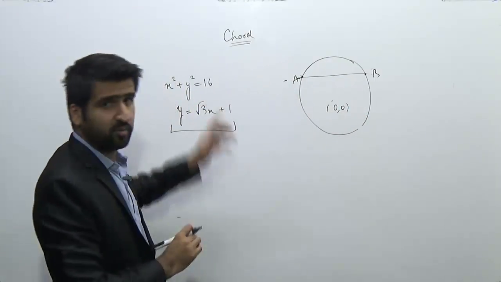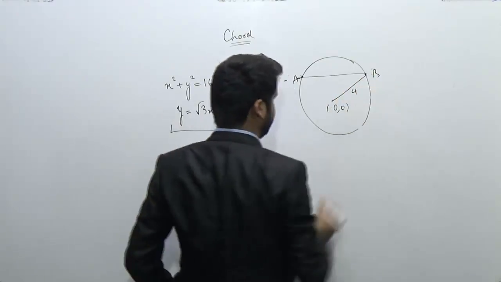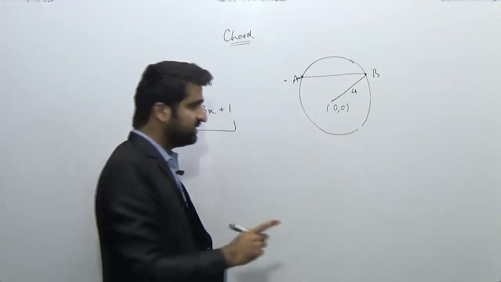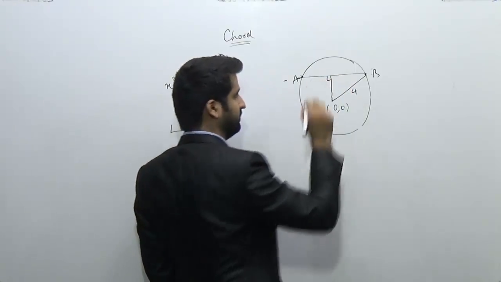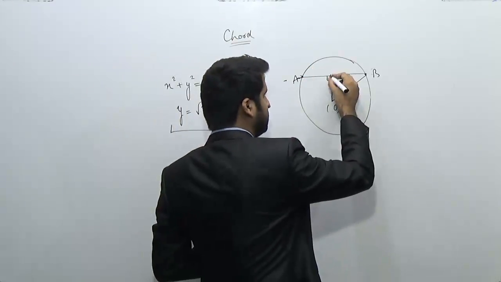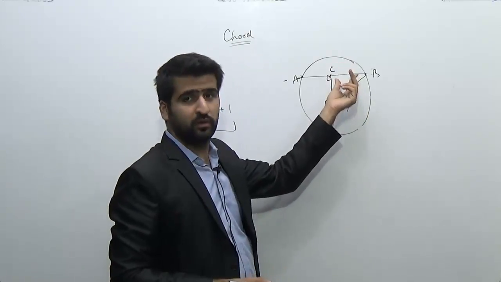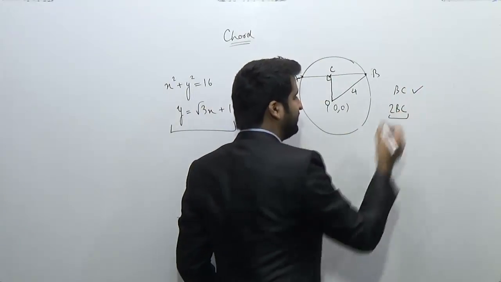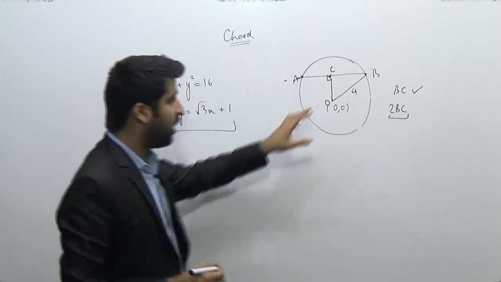The center of the circle is 0, 0, and the radius of the circle is 4. So this will be the radius of the circle. Now I need to find the length of the chord AB. One thing you need to note is that a perpendicular from the center always bisects the chord. So let's say this is C, this is O. If I find the value of BC, then I can easily make 2 times BC, and this 2 times BC will give us the length of the full chord, right?